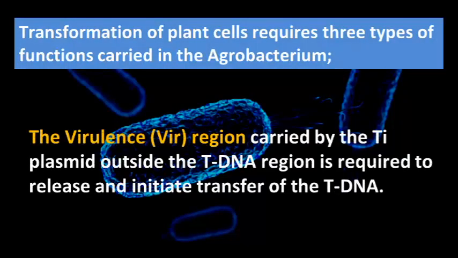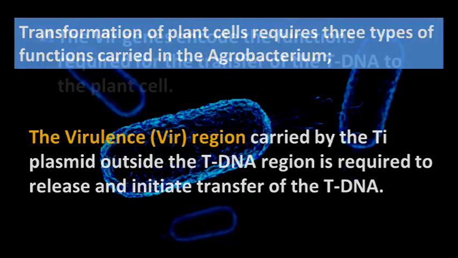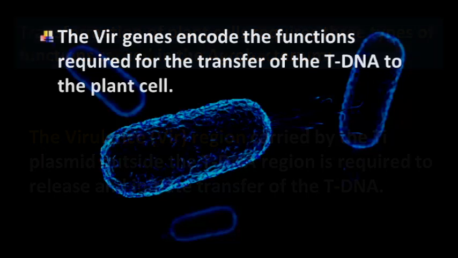Next one, the virulence region, or Vir region. The Vir region is present outside the T-DNA region. The Vir region encodes the function required for the transfer of the T-DNA to the plant cell. The expression of the Vir region is usually repressed under normal conditions, and it only becomes activated when the bacteria senses plant-derived signals from wound sites. This activation leads to the production of Vir proteins, and Vir proteins mediate the transfer of DNA and proteins into host plant cells.